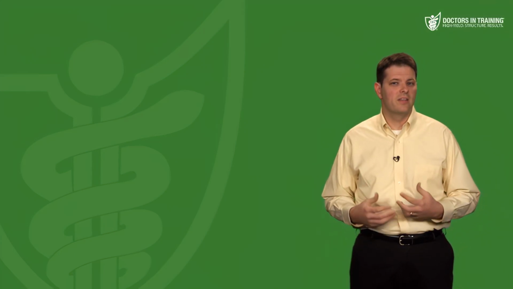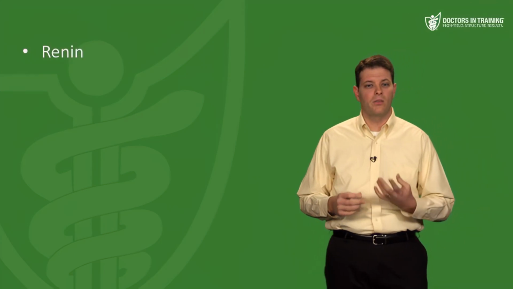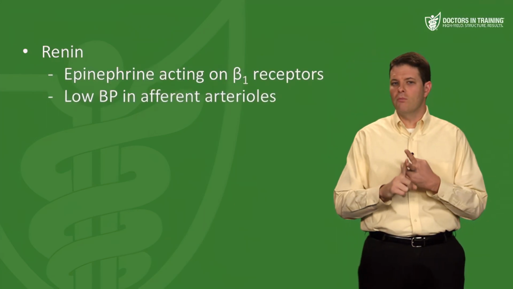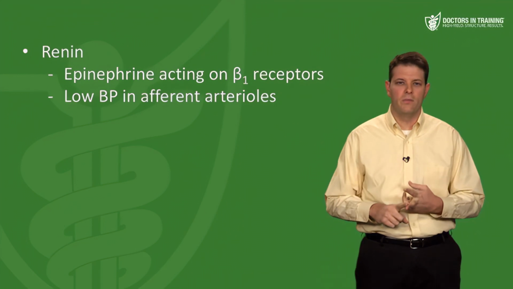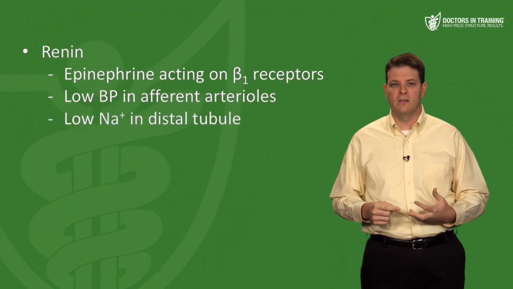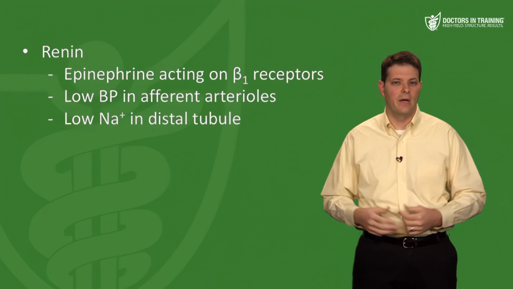For example, the JG cells, the juxtaglomerular cells in the kidney, make renin when they're stimulated by one of three things: epinephrine acting on the beta-1 receptors, perceived low blood pressure in the afferent arterioles, or low sodium in the distal tubule as sensed by the macula densa. So again, that ties directly into sodium balance.